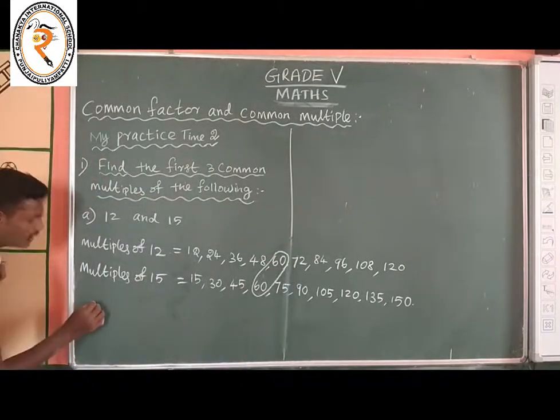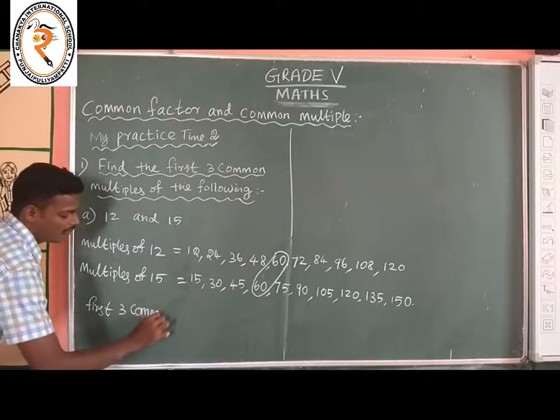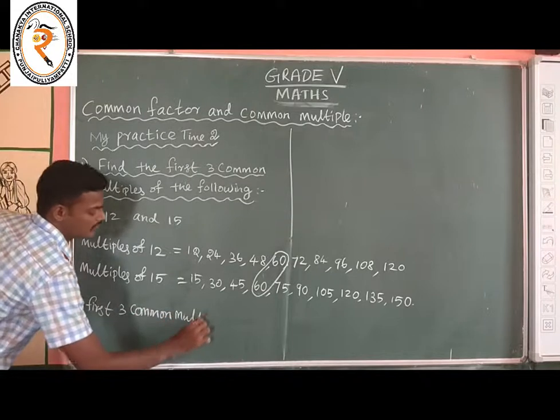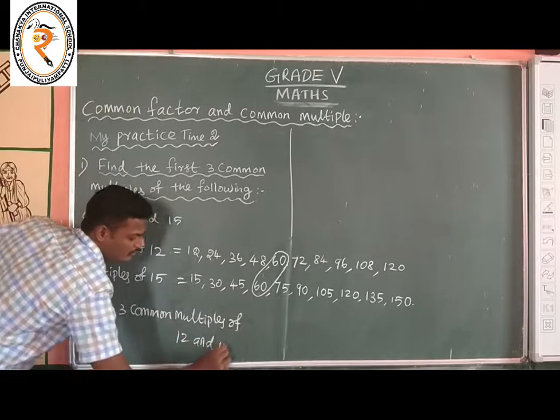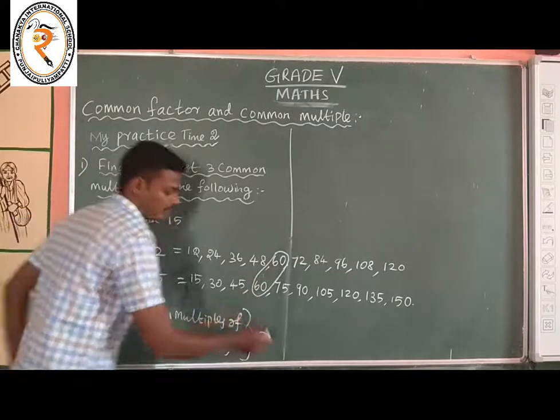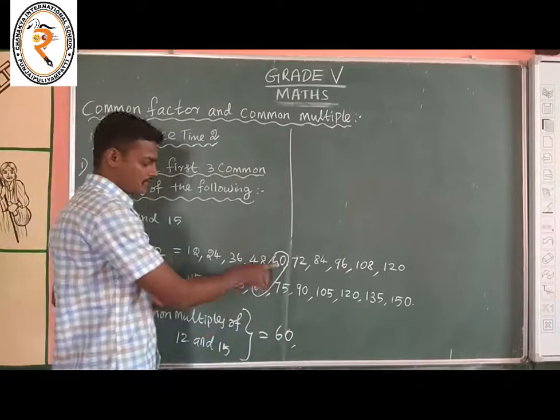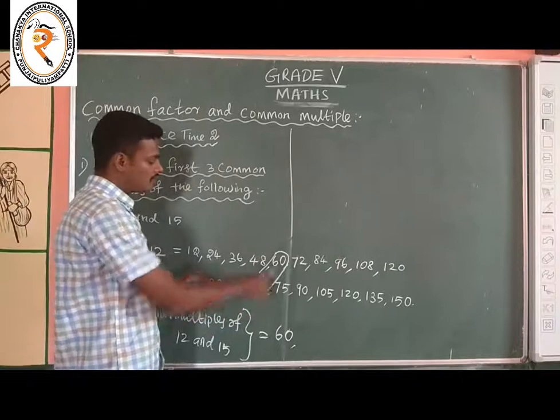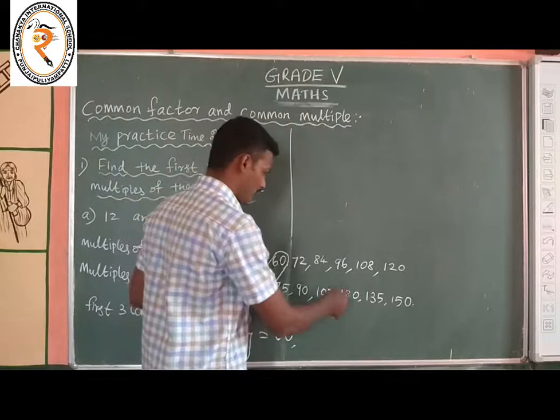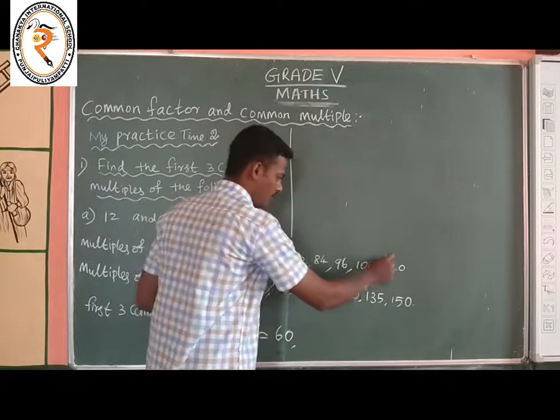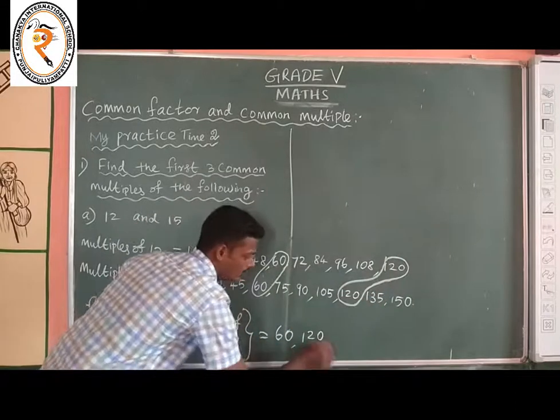So the first common multiple of 12 and 15 is 60. And the next one is 120. Here 120, here also 120. So the second common multiple is 120.